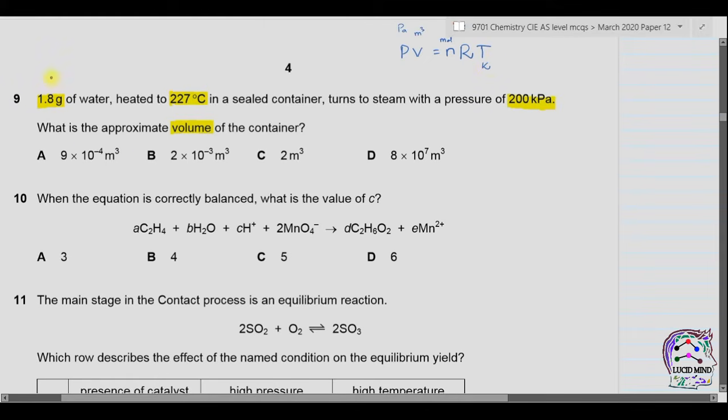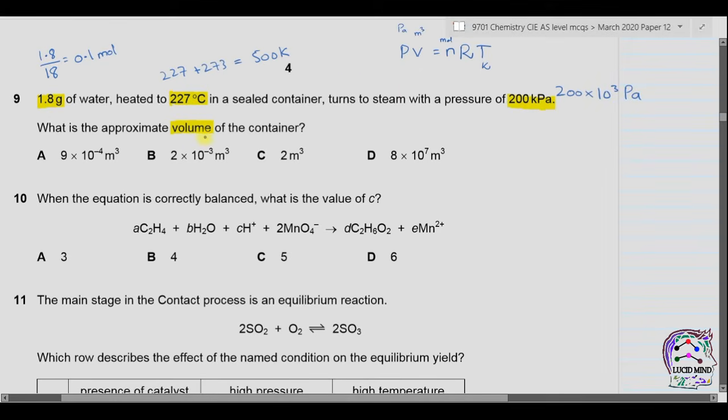So first, finding the number of moles. 1.8 grams of water means 1.8 divided by the molar mass of water, which is 18. So it is 0.1 moles. 227 degrees centigrade is the temperature. Converting this into Kelvin, we have 227 plus 273, and it is equal to 500 kelvins. Pressure is 200 kilopascals, so we can also write it as 200 times 10 to the power 3 pascals.